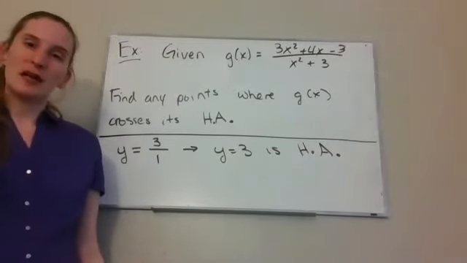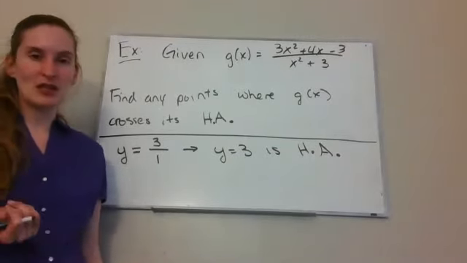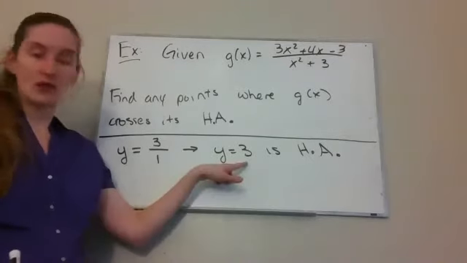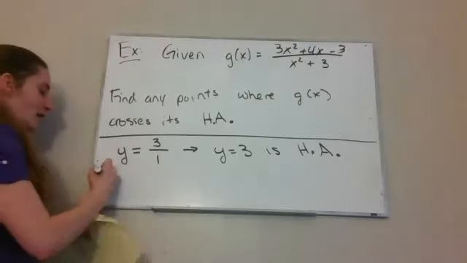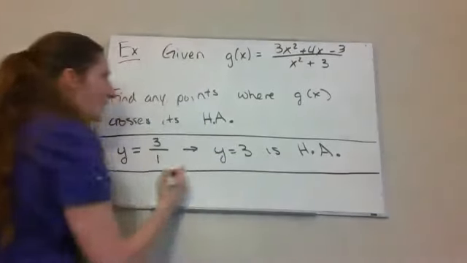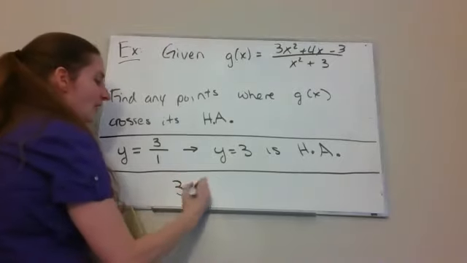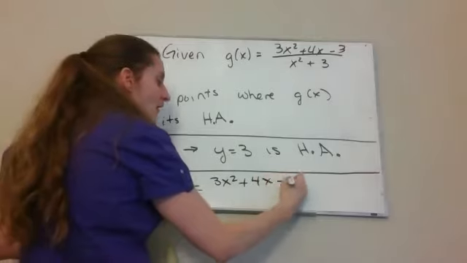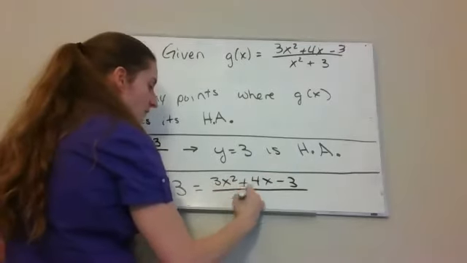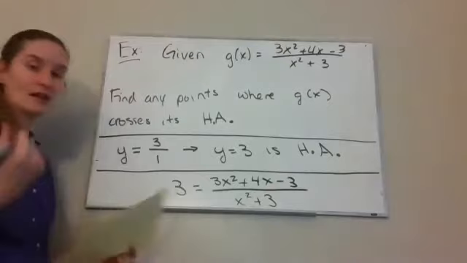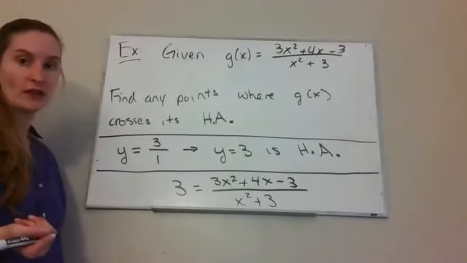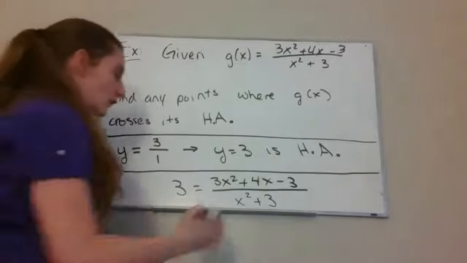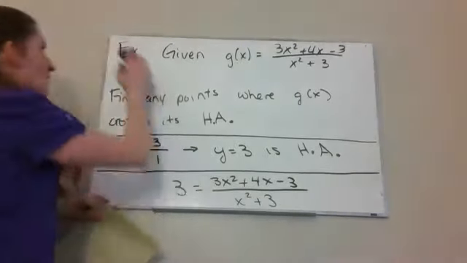So now to find where my graph crosses this horizontal asymptote, that's just asking where is my function equal to 3. So to find the points where it crosses this horizontal asymptote, we just have to set the entire function equal to 3 and solve that equation. So once I solve this, I'll have all the x coordinates of where our graph crosses the horizontal asymptote. To solve this, multiply both sides by the denominator.